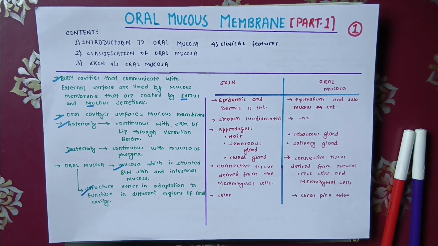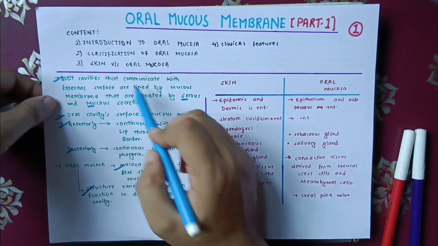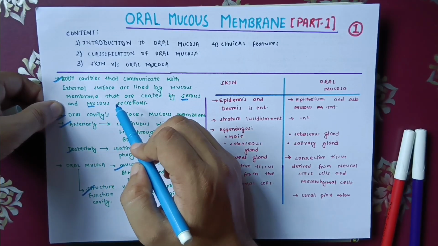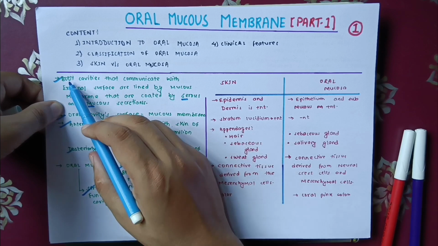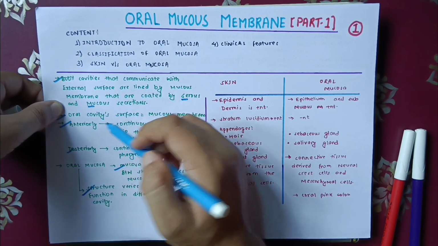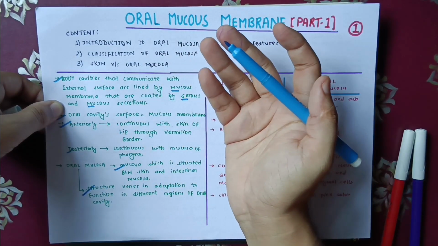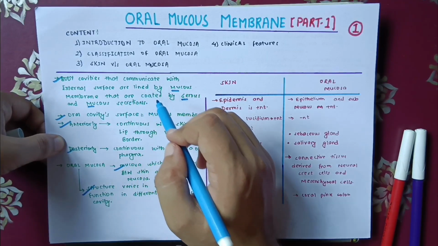So in the introduction portion, the first point, as I have written: body cavities that communicate with the external surface are lined by the mucous membrane, and they are coated by serous and mucous secretions. So body cavities communicate with the external surface, they are lined by the mucous membrane, and they are mostly covered by serous or mucous secretions. This is the first line of Orban's.